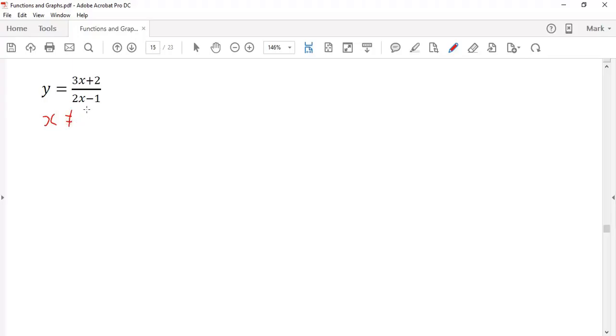Then you find the x and y intercepts, just as we did before. If you figure it out, it would be x equals negative 2 over 3. And the y-intercept, we can just see would be 2 over negative 1, which is just negative 2.